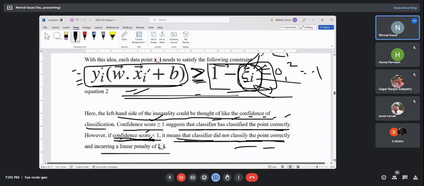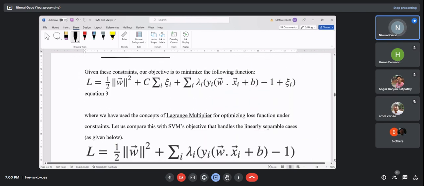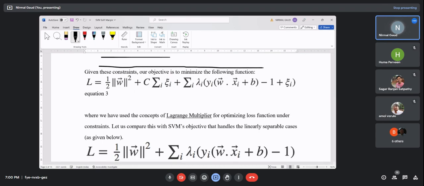Okay, so we are adding a penalty now. Given these constraints, our objective is to minimize the function. Previously we had this in the hard margin, and we performed Lagrange up till here. The theme of Lagrange was, if we want to solve any objective function over a constraint, this thing is your objective function and this was your constraint.